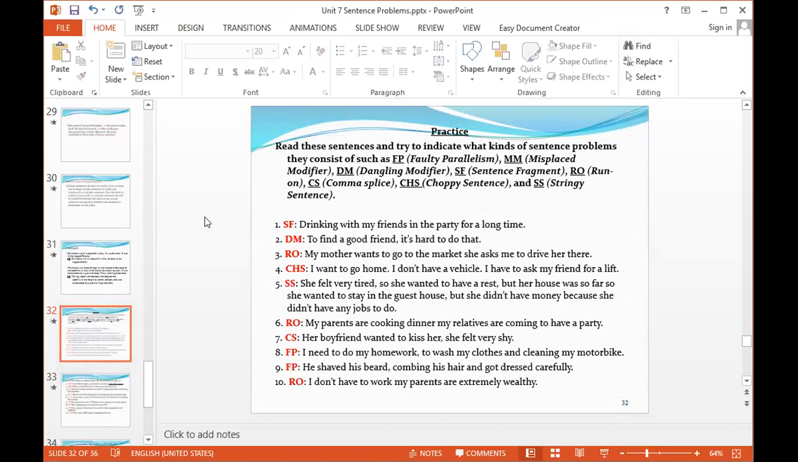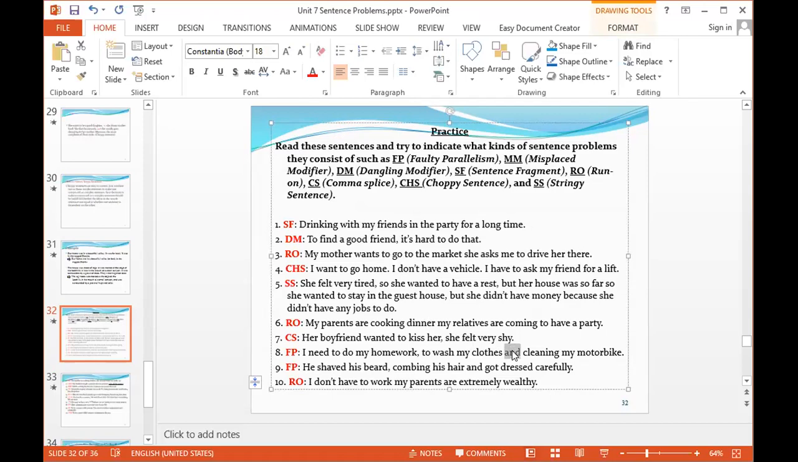Excuse me, teacher. Yes. Can you explain again about faulty parallelism? The sentence, they don't have the same structure. Okay, when you use conjunctions like and, but, or, either or, not only but also, whether or, both sides must use the same structure, right? If not the same structure, it's wrong. It is called faulty parallelism.